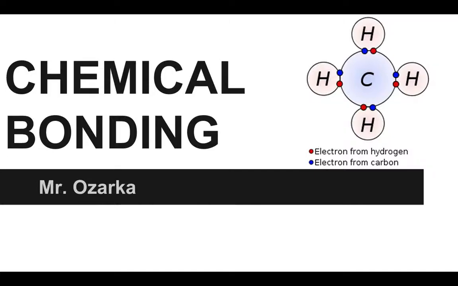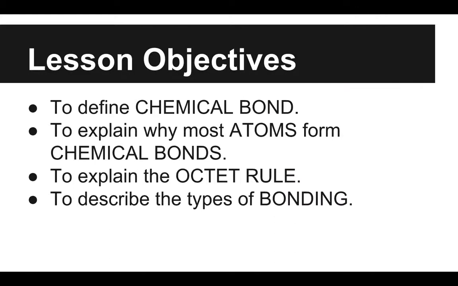Alright, so this is going to be a quick tutorial about the basics behind chemical bonding. The lesson objectives for this will be to define what a chemical bond is, to explain why most atoms form chemical bonds, to explain the Octet Rule, and to describe the types of bonding.